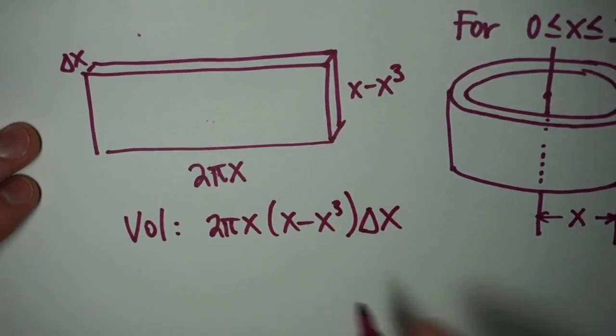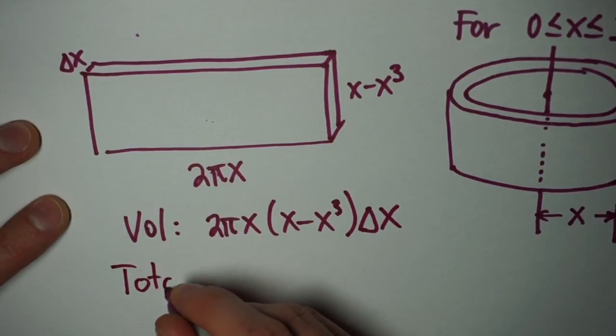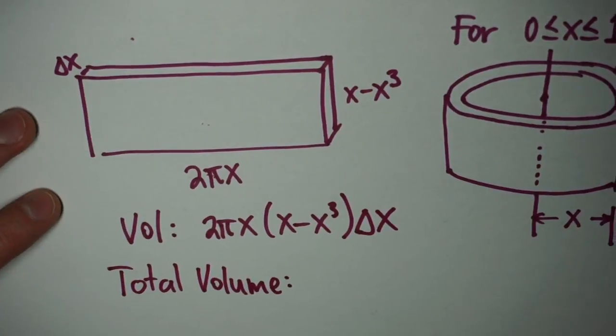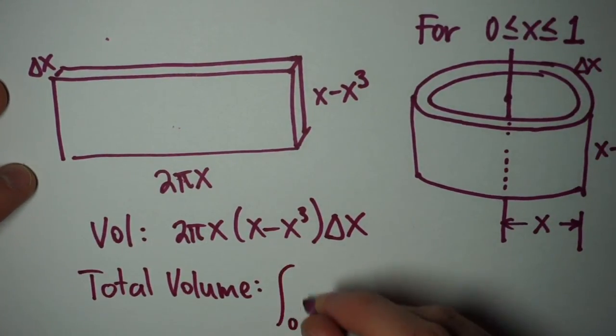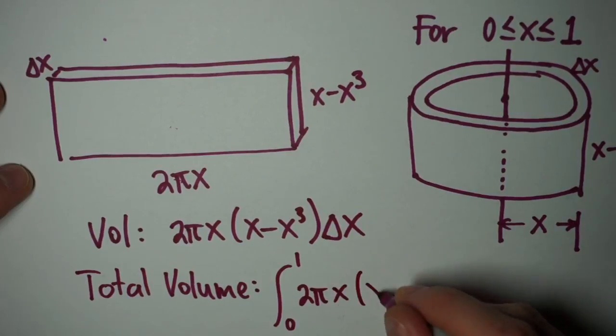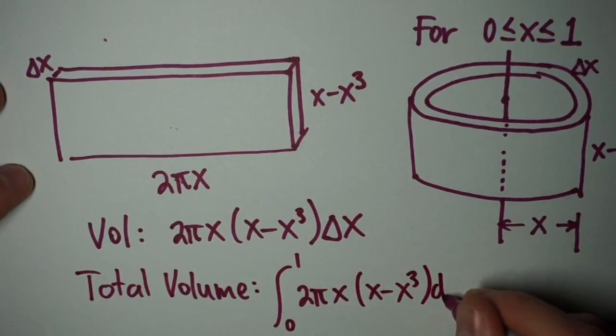When I take all my different values of x from 0 to 1 now, add them up, and take the limit, I'll get my total volume in terms of an integral. And it's going to be the integral from 0 to 1 of 2 pi x times x minus x to the third dx.